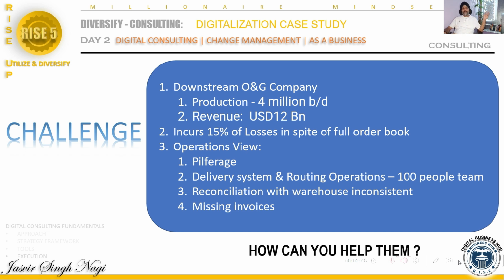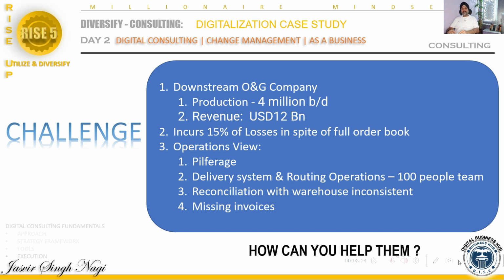The first point is that it consists of drivers who take tankers from the warehouse and deliver to the place where the operations team tells them to deliver, taking a particular route that has been suggested. The second point is the delivery system and routing operations, a 100-people team. There are so many trucks moving all over the Middle East that there are 100 people working and directing them. If some truck breaks down, what is to be done and how? If some route is broken, they have to reroute. All these activities happen in a central command center, if you will.